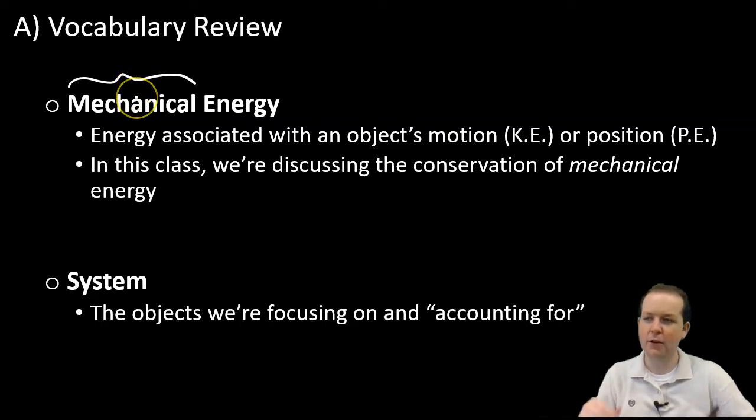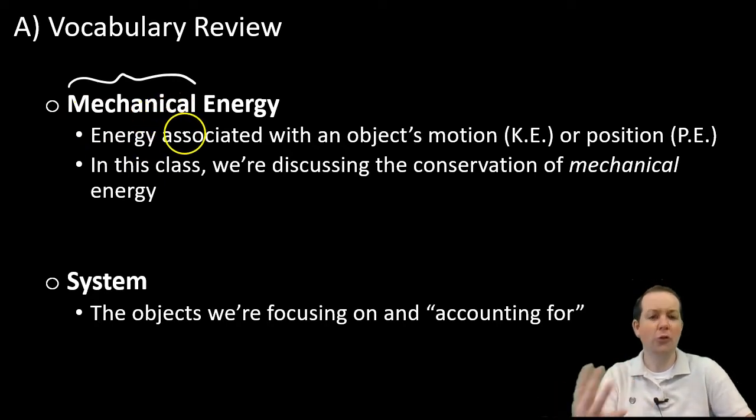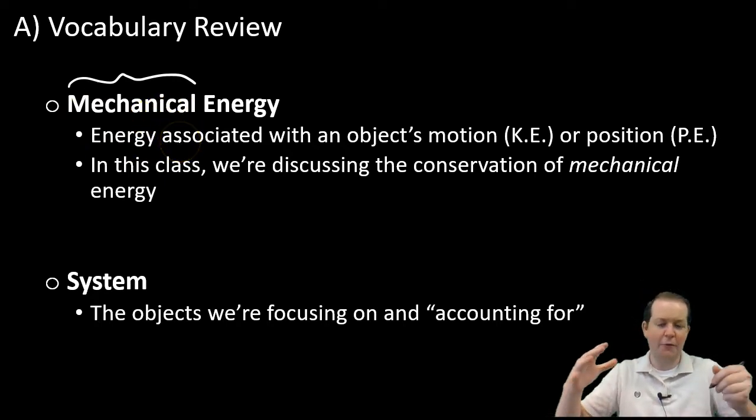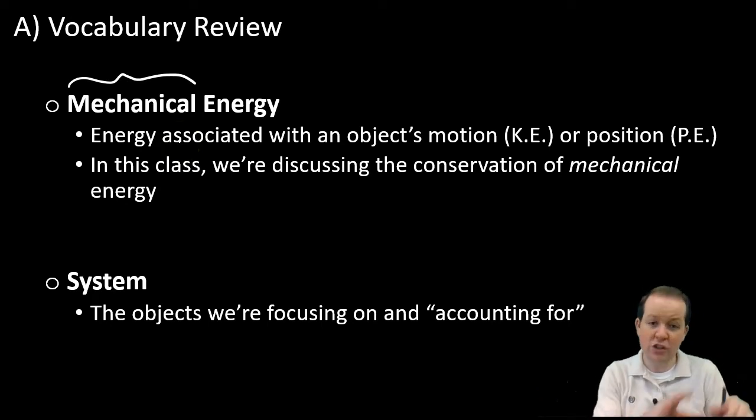There are other types of energy. Heat is a type of energy. Chemical potential energy is a type of energy. Those normally aren't looked at on our scale. We're looking at objects more zoomed out, in a way. So when we're talking about energy in this class, we're always talking about mechanical energy and its conservation.